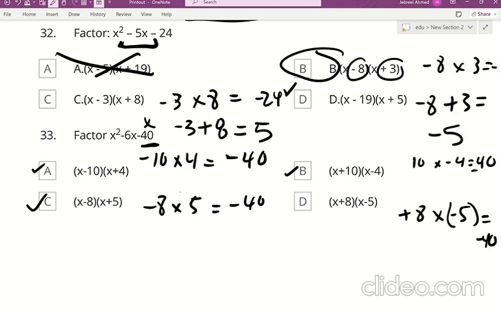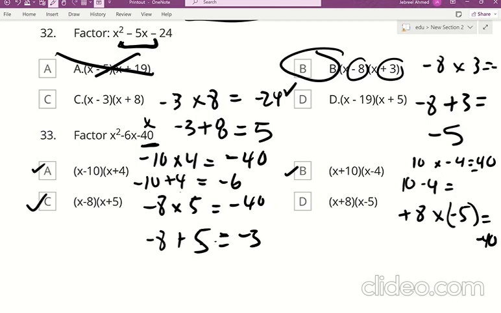Now we have to add these together. Negative 10 plus 4 gives me negative 6. Negative 8 plus 5 gives me negative 3. 10 minus 4 gives me 6. 8 minus 5 gives me 3. So which one matches this negative 6? A.